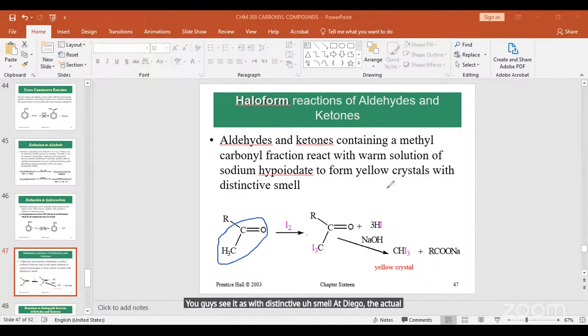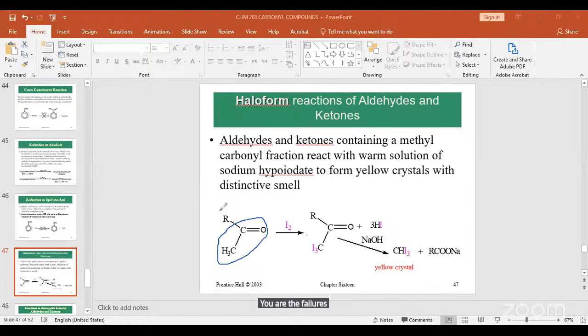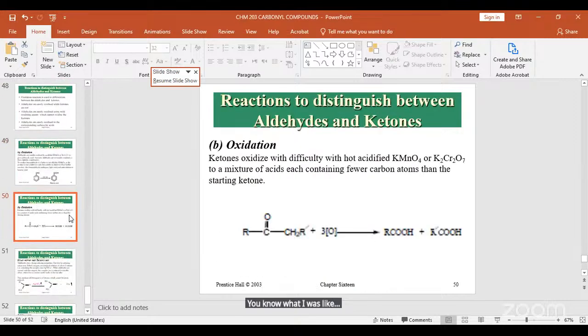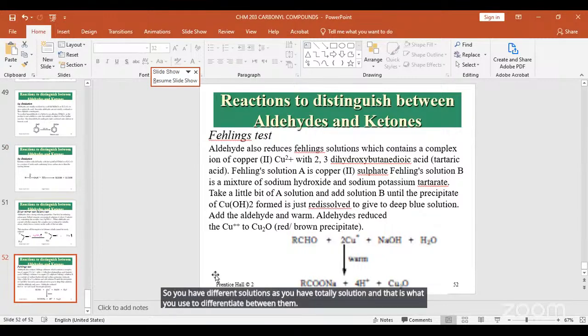The last bit there is the reaction that is used to differentiate your aldehyde and your ketone, which is oxidation. You have the Fehling's solution, and you have the Tollens' solution, and that's what you use to differentiate between them. And that's the end of that aspect.